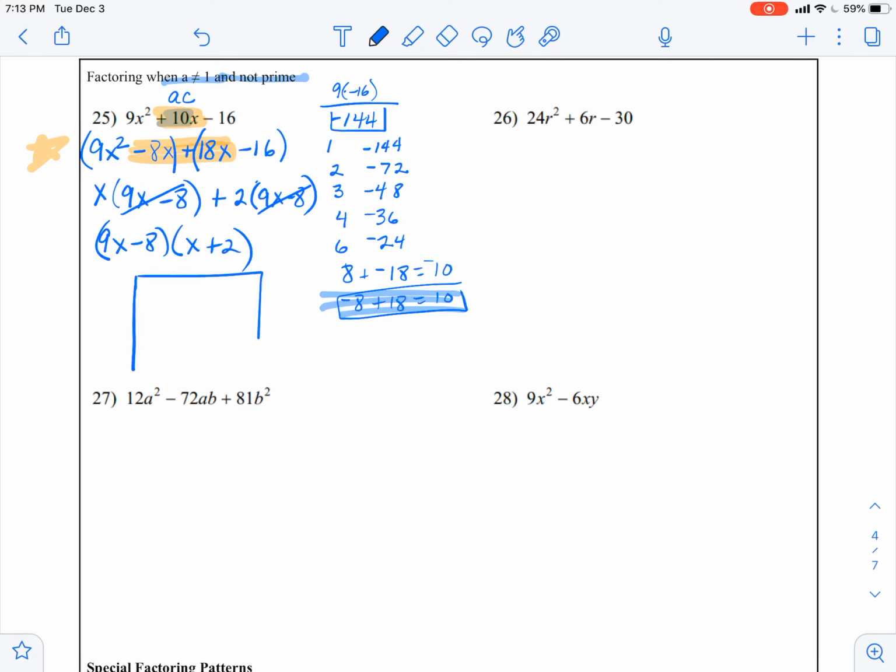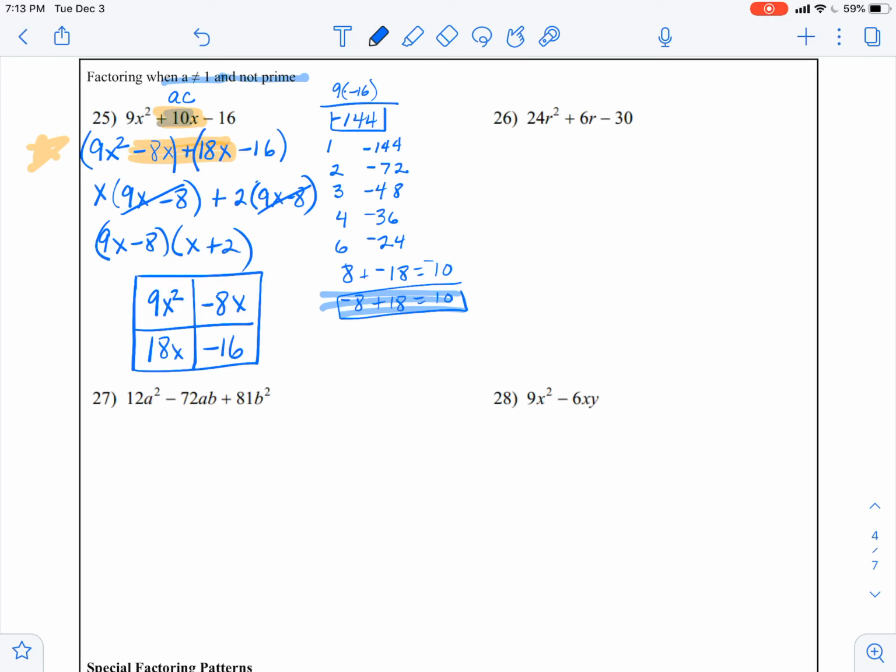If you want to do the box method, again, I'm going to come back in, and I'm just going to put the 9x squared, the negative 8x, the 18x, and the negative 16. And then again, you're going to just go across and then go up and down, get your common factors, and you should get the same answer.